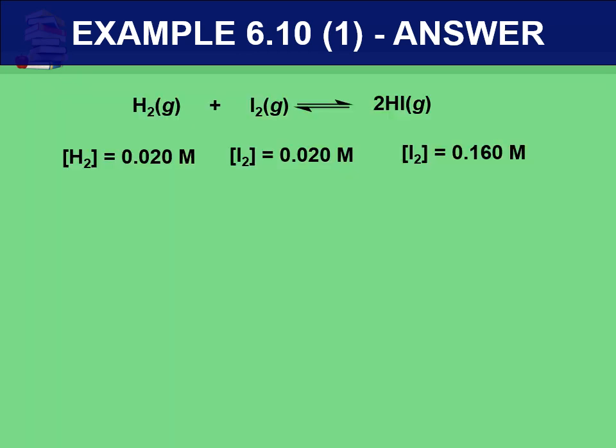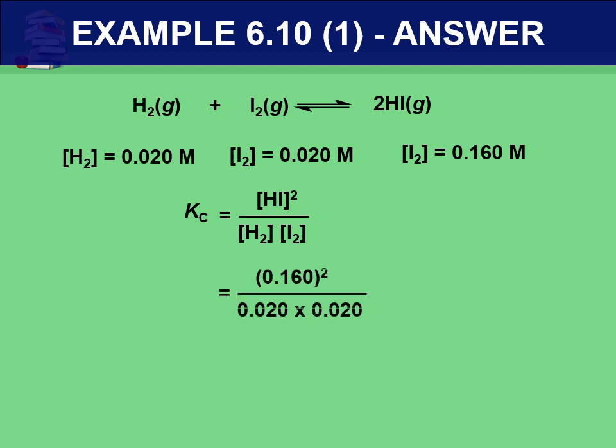We have calculated the equilibrium concentration for each species in this equation. So the next part is we're going to write the Kc expression, 1 mark, and then we're going to substitute all the values inside the expression. 0.16 to the power of 2 divided by 0.02 times 0.02. The answer is 64. There is no unit.